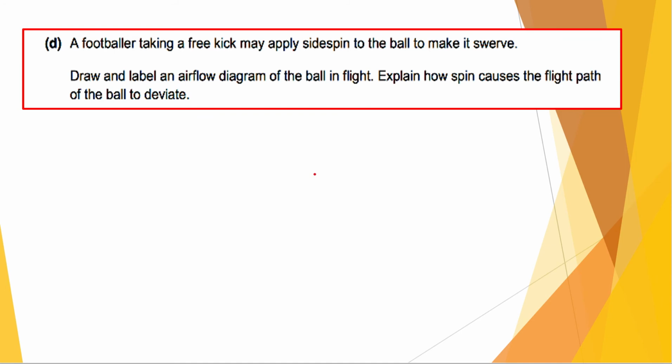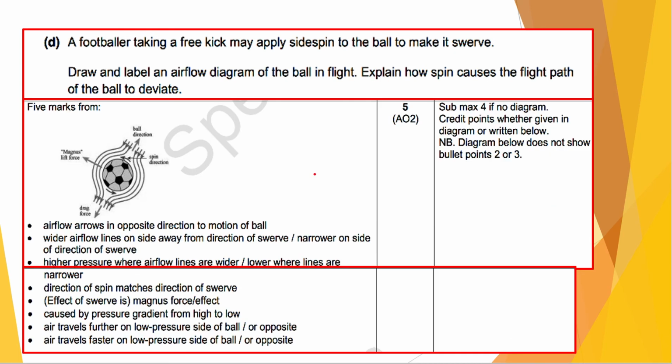Draw and label an airflow diagram of the ball in flight and explain how spin causes the flight path of the ball to deviate. So effectively, explain Magnus Force. So this was the mark scheme here. For the first bit, draw and label an airflow diagram. So you can see we have the direction of motion in this direction and the airflow lines going in the opposite direction, and that got a mark.